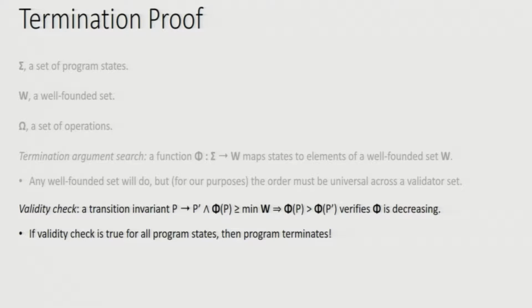So the first function, the termination argument search, works to map a state to an element of a well-founded set, and we can recognize that essentially as a gas balance, right? That's what we would know it to be. The termination argument search would essentially say, okay, given a state of a contract, give me back the gas balance that's available to this contract at a certain point.